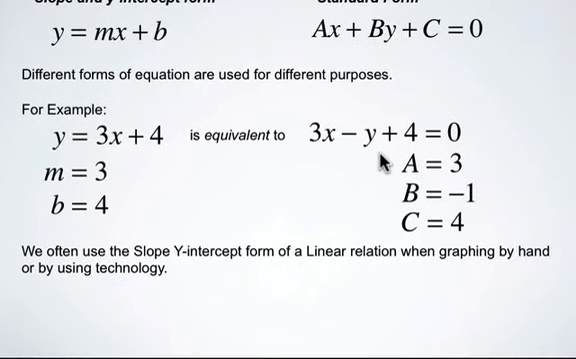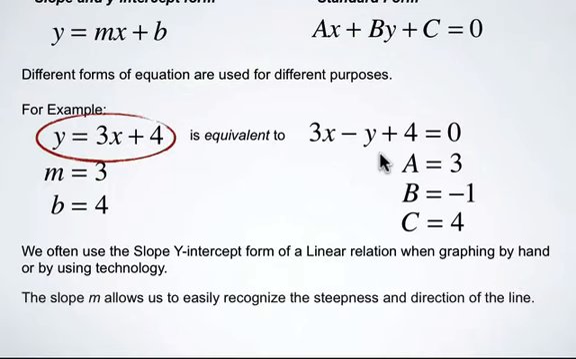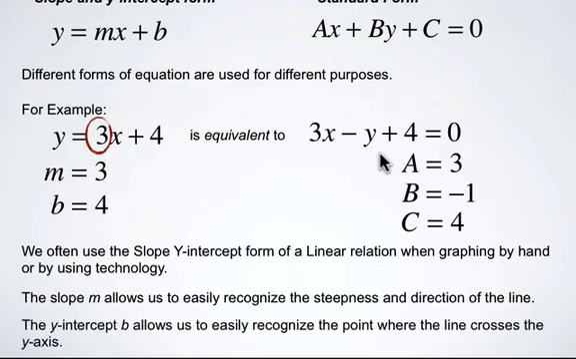We often use the slope y-intercept form of a linear relation when graphing by hand or by using technology. The slope m allows us to easily recognize the steepness and direction of the line. The slope here is 3. The y-intercept b allows us to easily recognize the point where the line crosses the y-axis. So it's easy to use this form to graph this line.